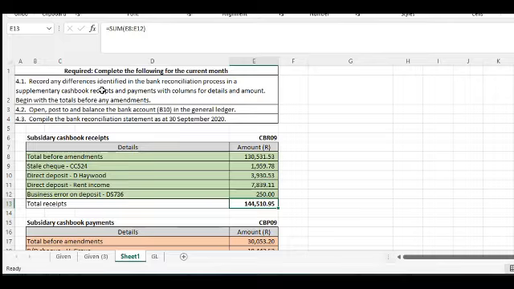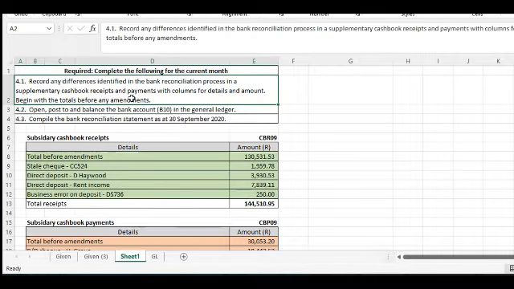Record any differences identified in the bank recon process in a supplementary cash book receipt and payments with columns for details and amount. And then it says, very important, begin with the totals before any amendments. Okay, so that's what they say to us. Okay, let's do that first. Okay, so we do that.